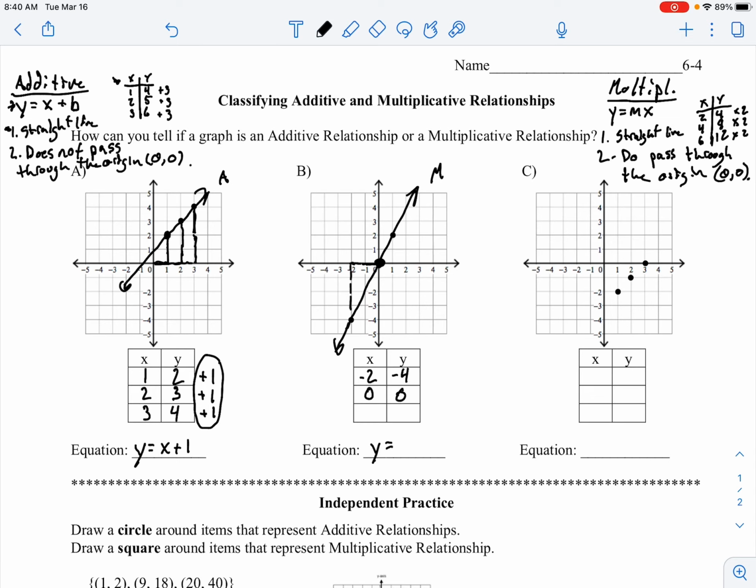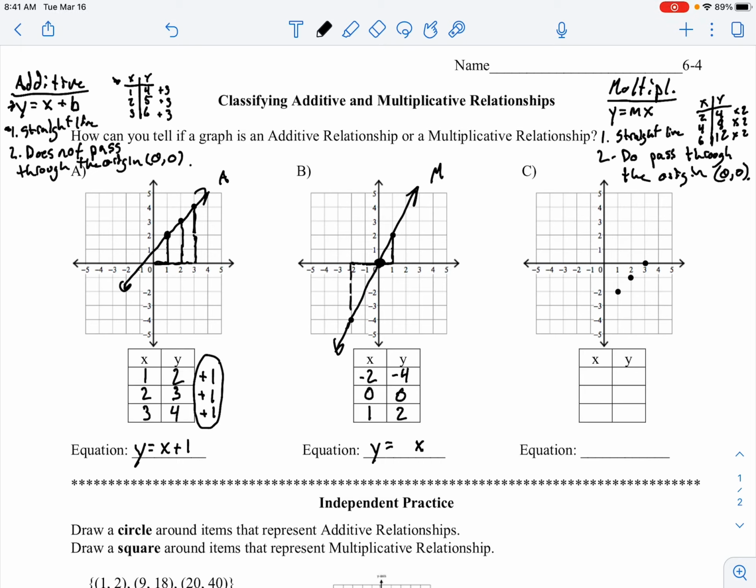And this is going to follow the equation y equals m times x. I didn't put my m in there because we got to figure out what m is. Whoops, sorry, I forgot about a point here. So we go to the right 1 and up 2, which makes our final point 1, 2.